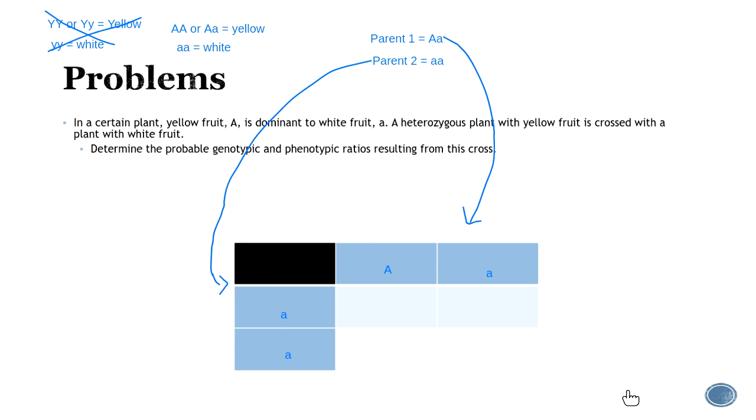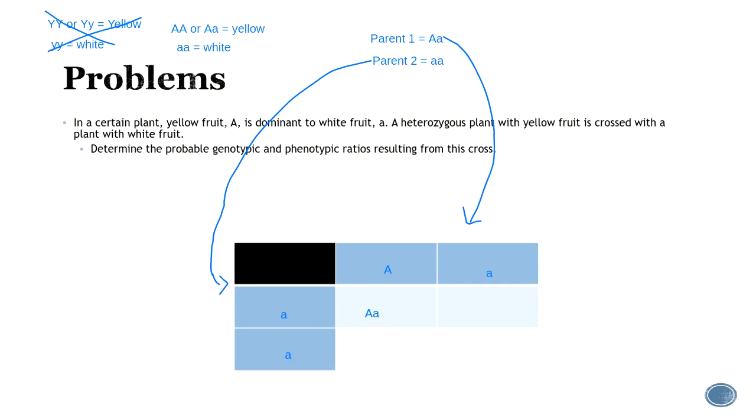Now what you're going to do is fill out the Punnett square. How you're going to do this is you're going to bring this allele down to this box, and then this allele across to this box. So the combination right here will be big A, little a. Right, and then you're going to do the same for this one. So this allele comes down here, and then this one goes across right here. So this one will be little a, little a.